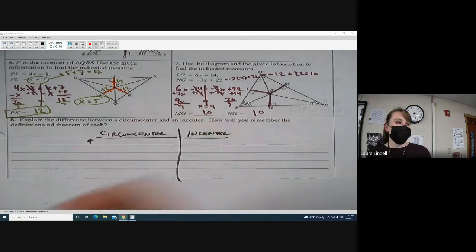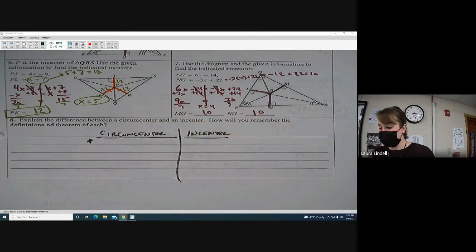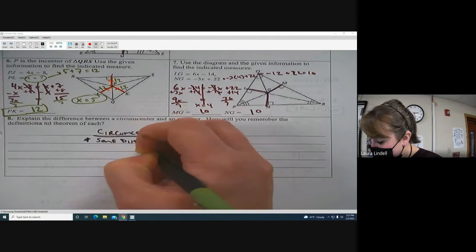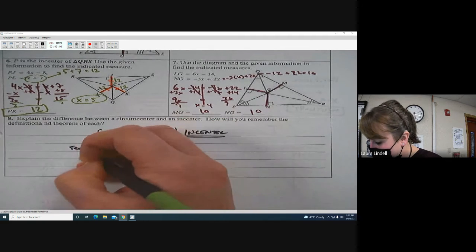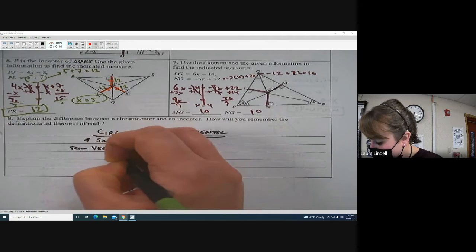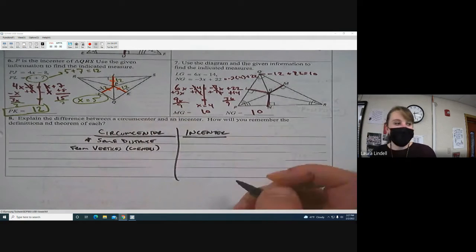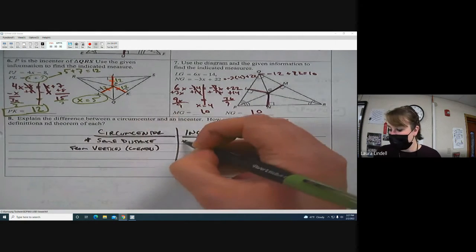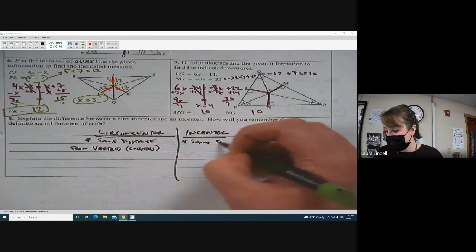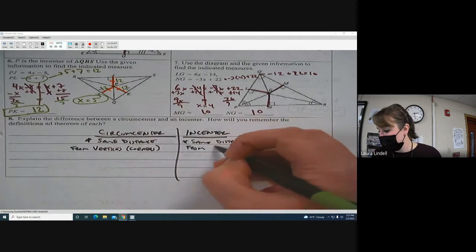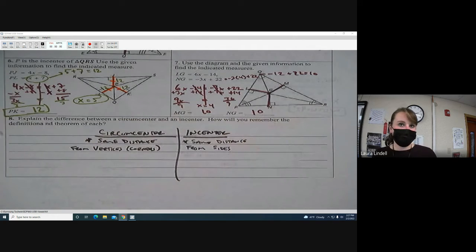All right, so the first difference is that the circumcenter is the same distance from the vertices or corners of your triangle, whereas the incenter is the same distance from the sides of your triangle. All right, so that's one way we can tell them apart, and that's probably the most important thing we need to know about each of them.